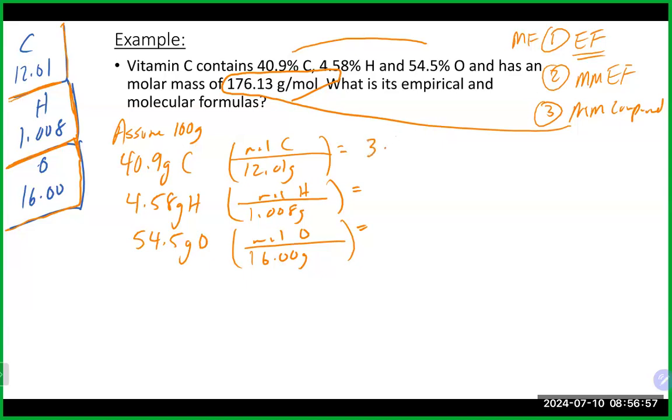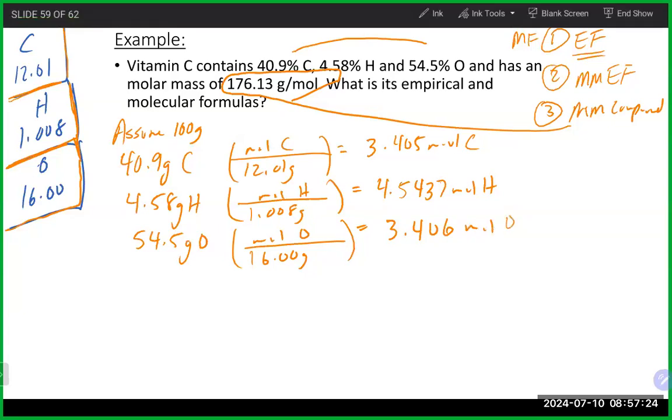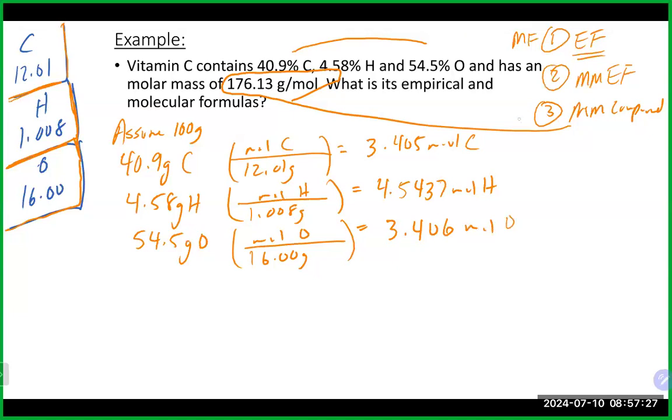That's going to get us 40.9 divided by 12.01, which will give us 3.405 moles of carbon. We'll go 4.58 divided by 1.008, which gives 4.5437 moles of hydrogen, and 54.5 divided by 16, 3.406 moles of oxygen. Here we're going to divide by the smallest, which is fairly close on two of them, but it does look like perhaps carbon is just a little bit smaller, maybe. So we'll divide by that, 3.405 moles.